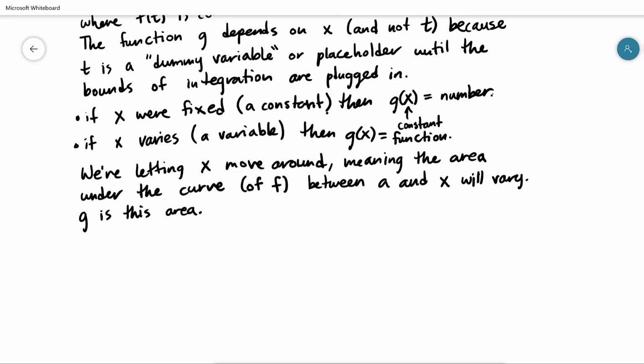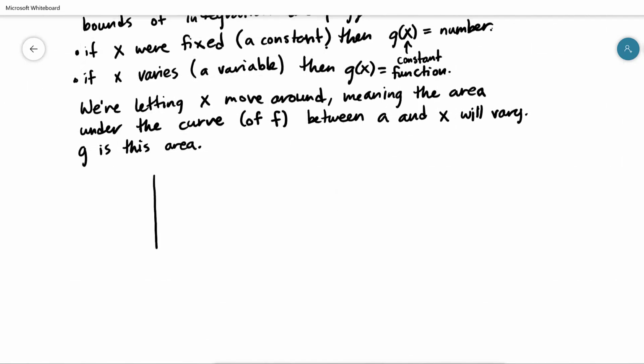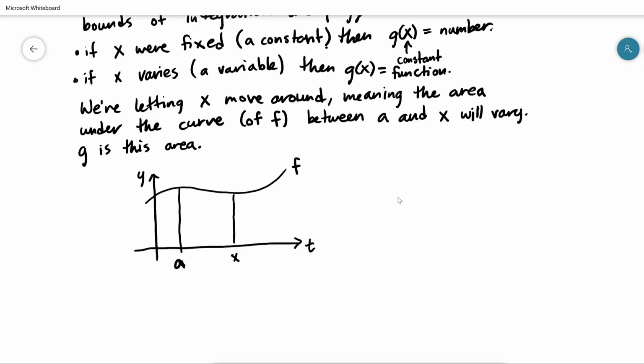Okay, so hopefully this is kind of clear. All we're doing is saying, here's some function, here's some starting point a, so this function is our f, there's our y, here's our hypothetical t-axis, because f is, remember, a function of t, and x is some point that can move. It's an endpoint. Maybe x is over here, or maybe it's over this way, or maybe it's over this way. This point is allowed to move.